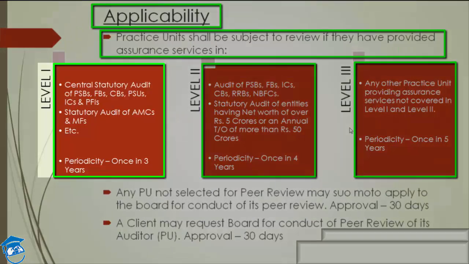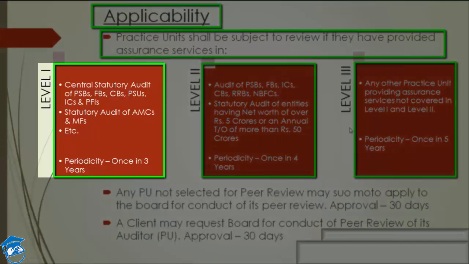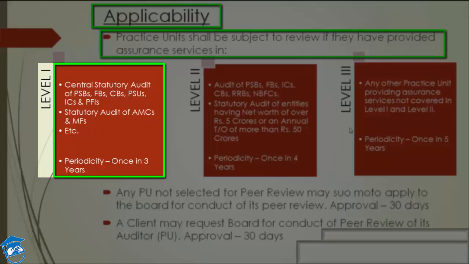Number one comes to be the first level, that is level 1. If a practicing unit has undertaken any of these particular audit assurance services, they'll be under review. Number 1, if you have worked for any of the central statutory audit, be it for public sector banks, private sector banks, foreign banks, cooperative banks, or public financial institutions, then in that case you'll be falling under the category of level 1.